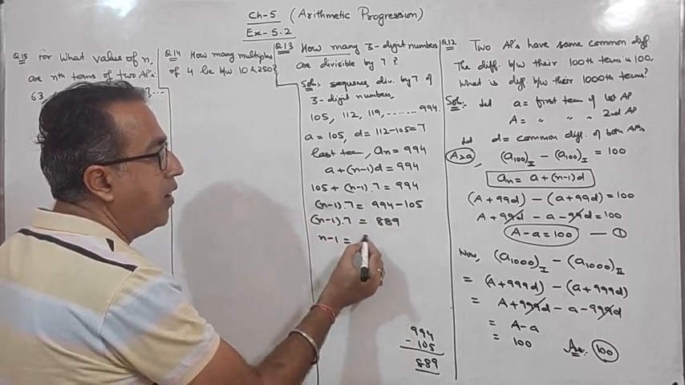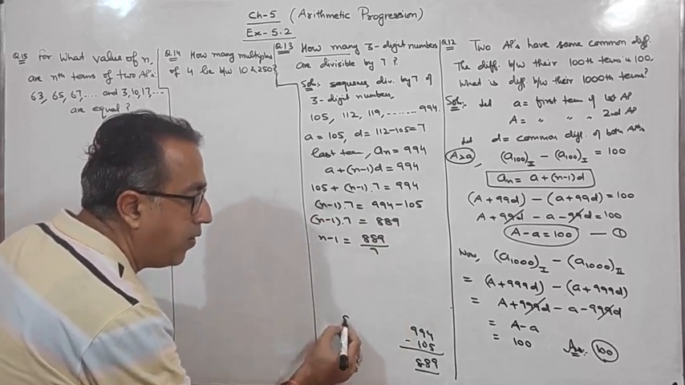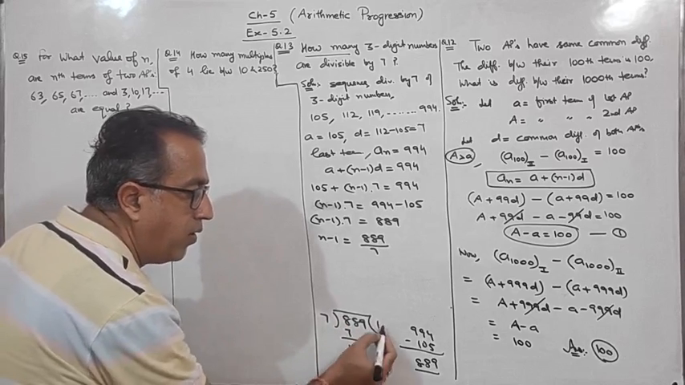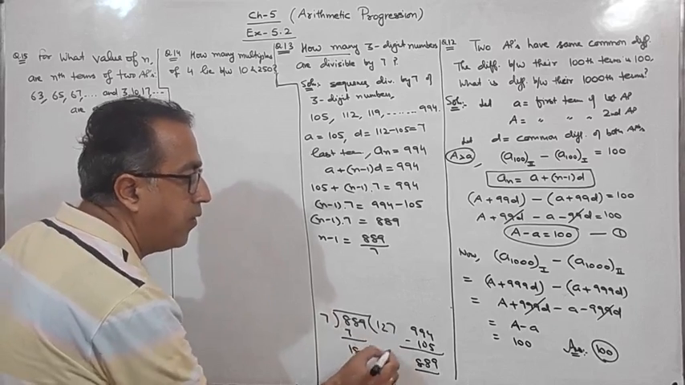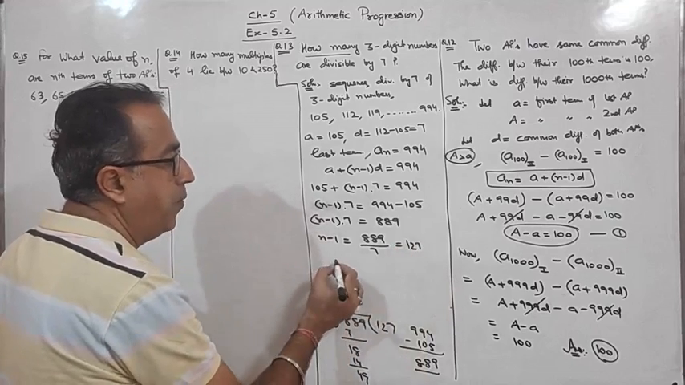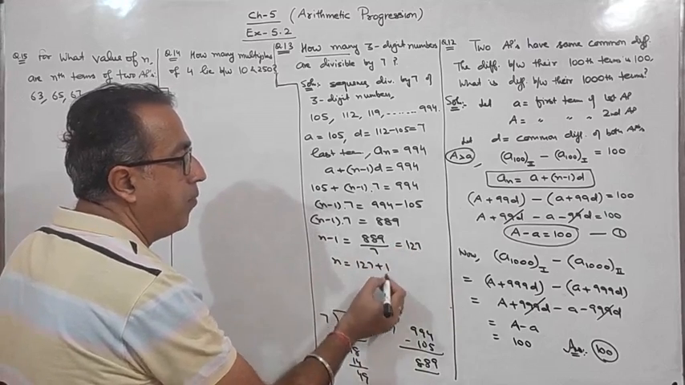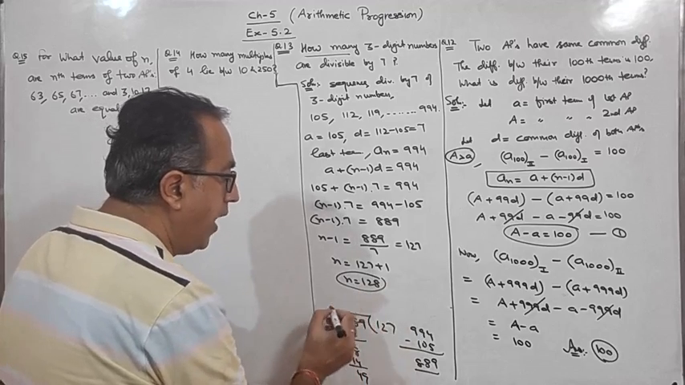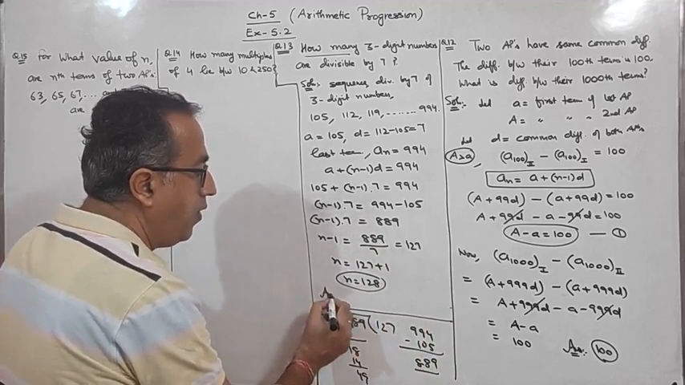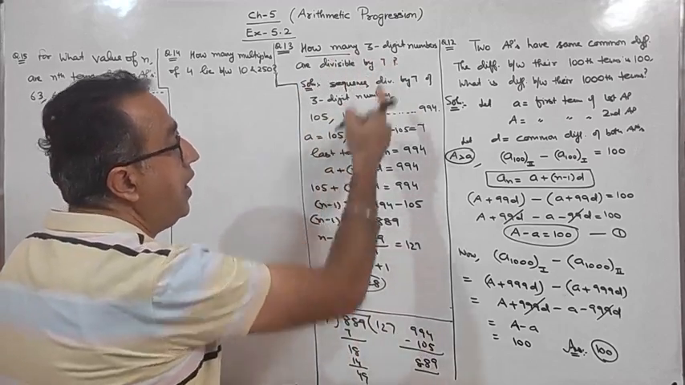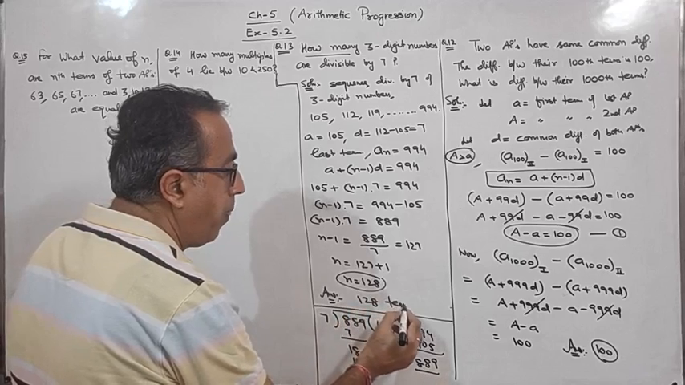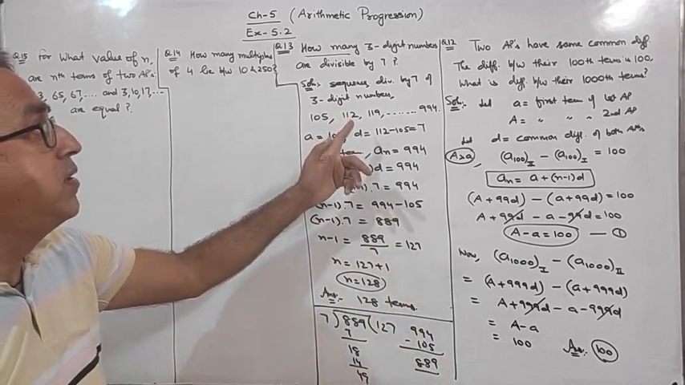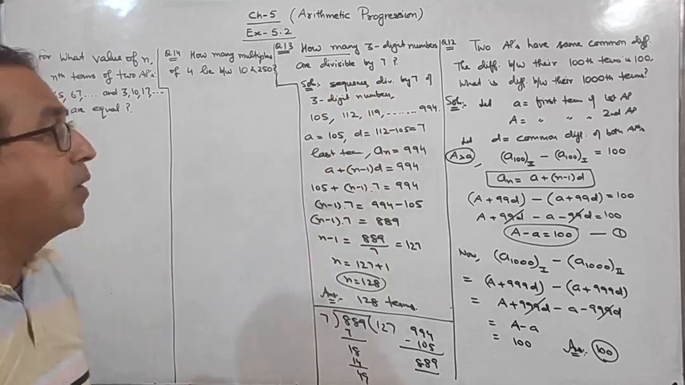Shift this 7 to right hand side, it goes in the denominator. Divide this 889 by 7. 7 1 is 7, remainder 1, 18, this is 2, 14, remainder is 4, 49, 7. So this is 127. So n minus 1 is 127. Shift this 1 to right hand side, plus 1. N is 128. So the answer is 128 terms. There are 128 terms of 3 digits which are divisible by 7.